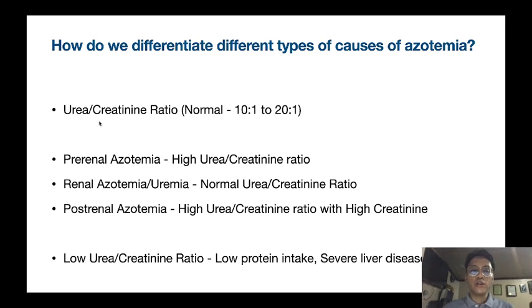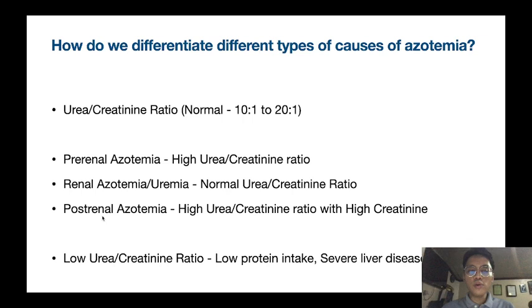Okay? So how do we differentiate the different types of the causes of azotemia? So we will measure the urea creatinine ratio. So divide nyo ang urea sa creatinine. So normally urea is 10 to 20 times more than the creatinine. So 10:1 to 20:1. Okay? So when there is pre-renal azotemia, so memorize nyo lang to, high urea to creatinine ratio. Okay? When there is renal azotemia or uremia, normal urea creatinine ratio.